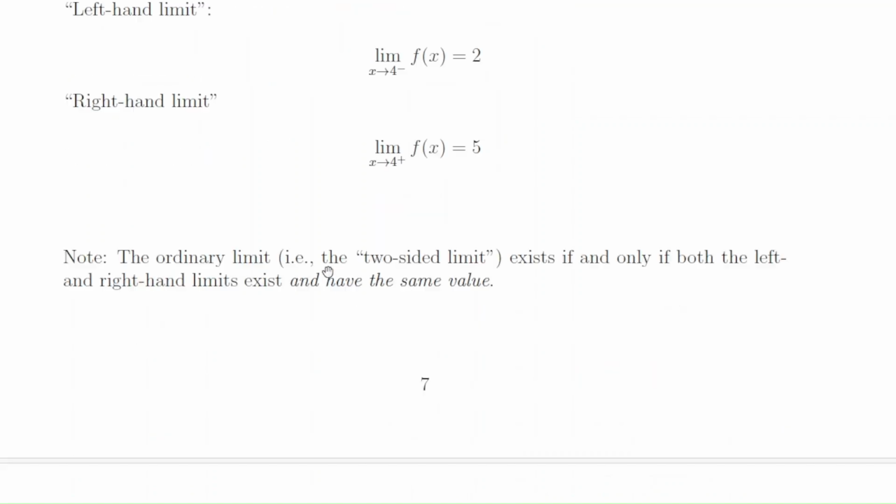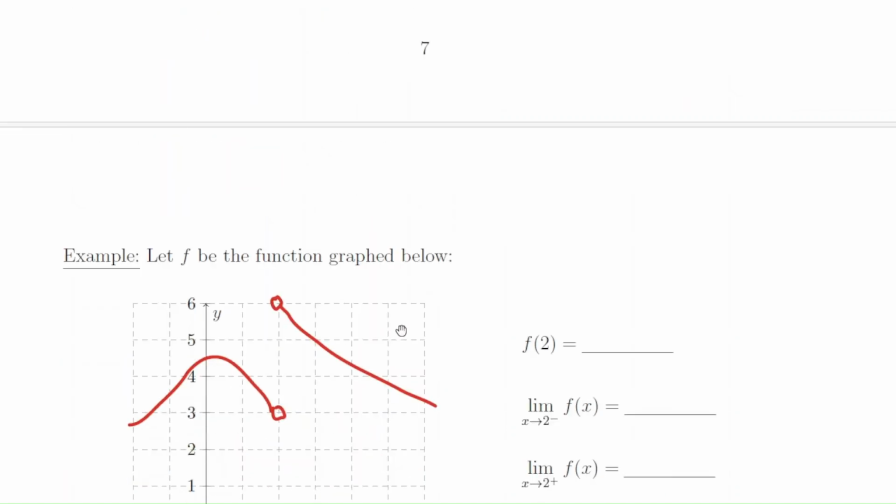Okay, now the ordinary limit, the original type of limit that we were talking about, sometimes called the two-sided limit, exists if and only if both the left and right hand limits exist and have the same value. So now notice the left hand limit exists and the right hand limit exists, but they don't have the same value. So the ordinary original two-sided limit does not exist.